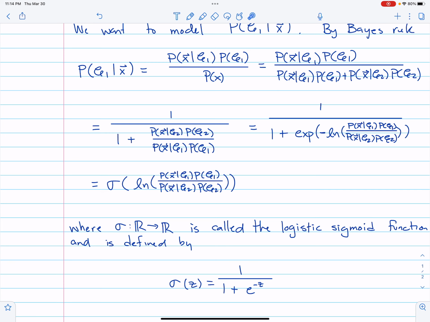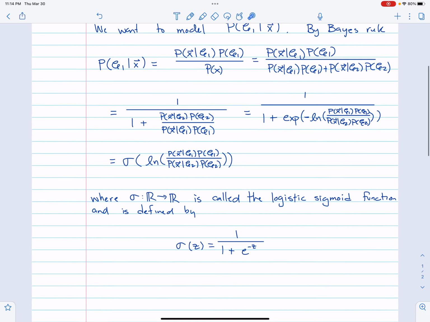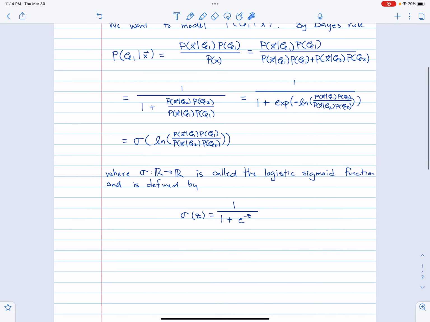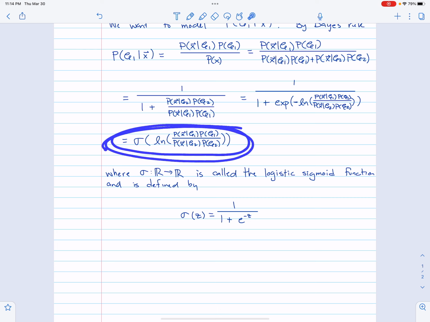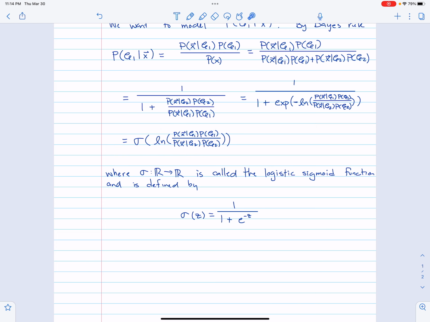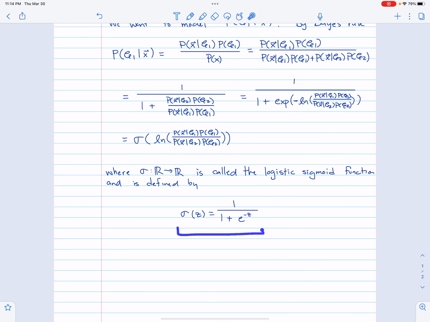Now it might still be mysterious why we're doing this, but writing down our conditional probability in this form is going to allow us to simplify the situation quite a lot, and it'll allow us to model the situation a lot better. But let's just talk for a minute about what this sigmoid function is.